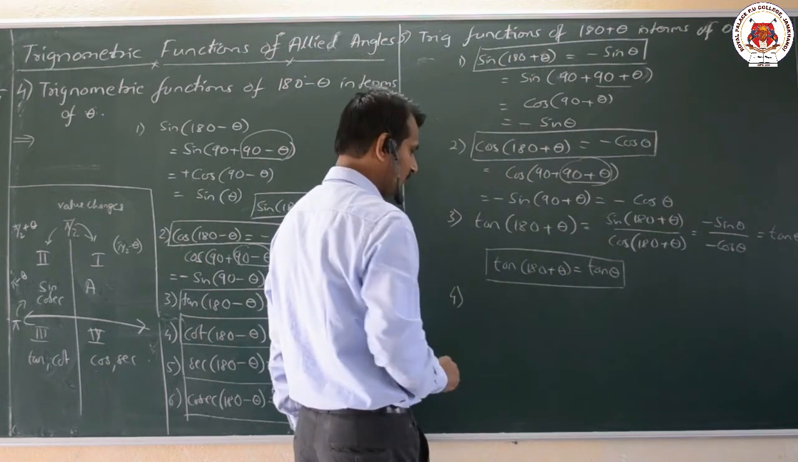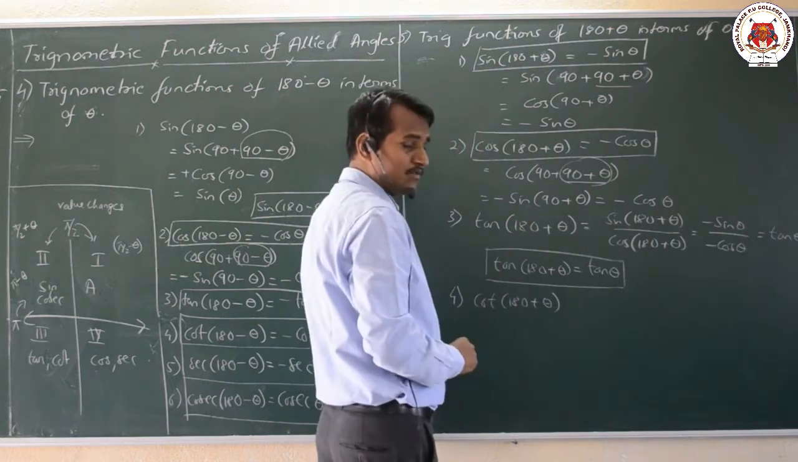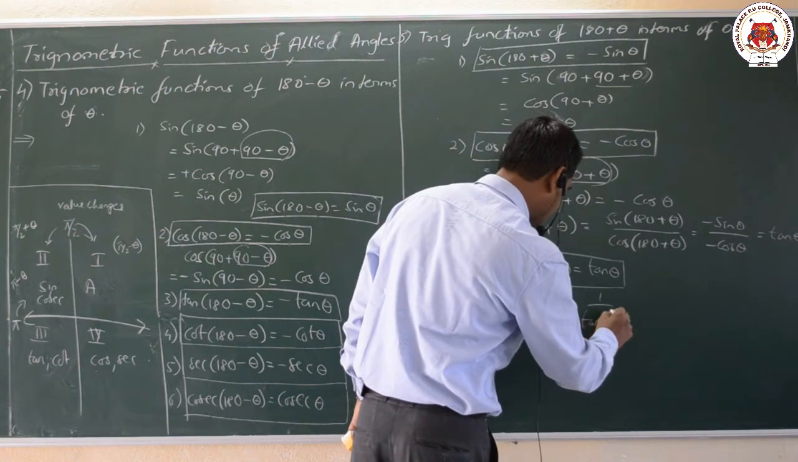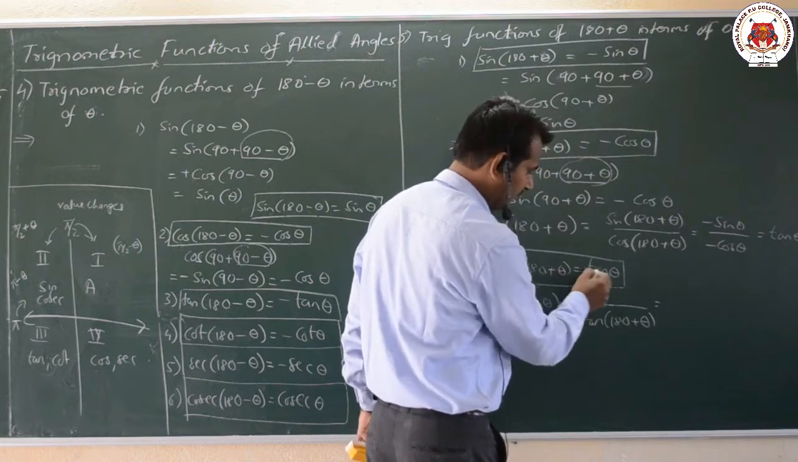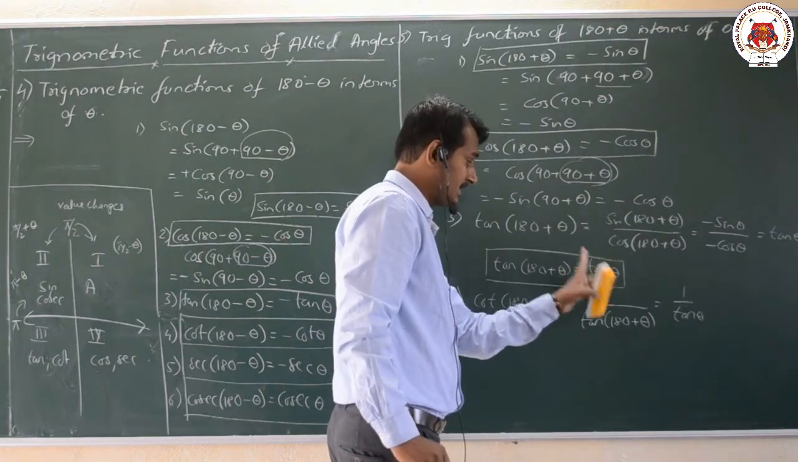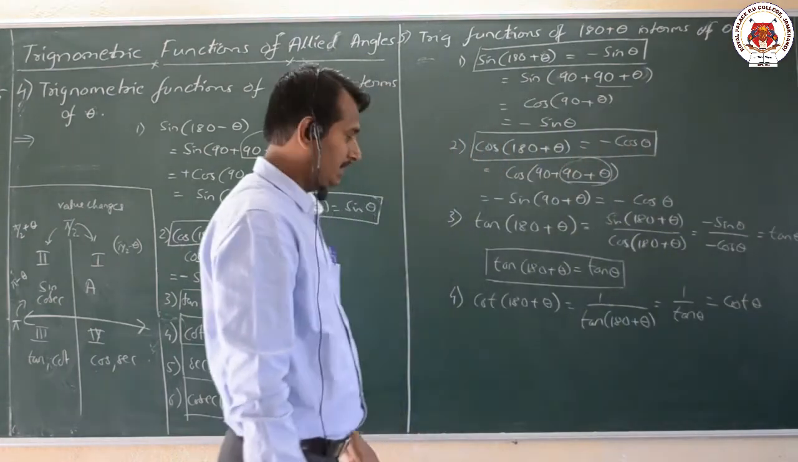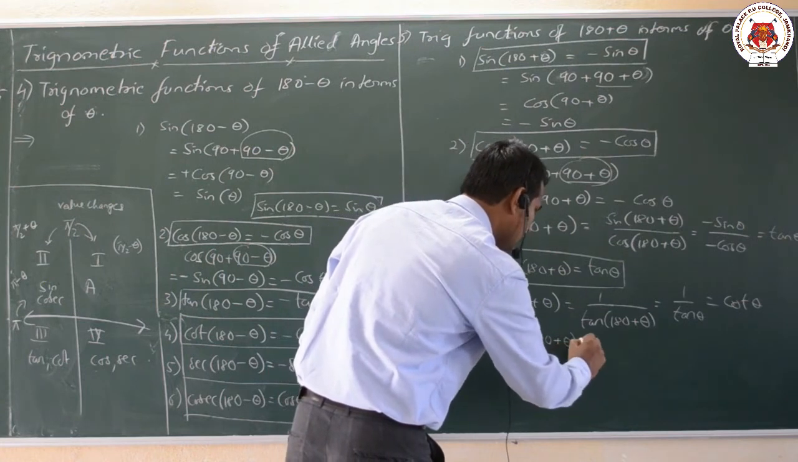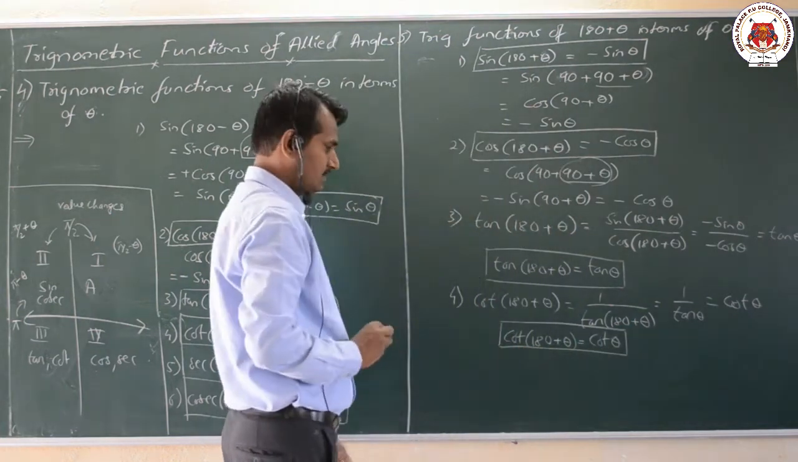Then similarly the fourth one, what we have? That is cot of 180 plus theta. Cot of 180 plus theta means 1 by tan, from the interrelationship, that is nothing but 1 divided by tan of 180 plus theta. Now here tan of 180 plus theta is tan theta, so 1 divided by tan theta will be cot theta. So ultimately what we get is cot of 180 plus theta is equal to cot theta. This is the fourth one.